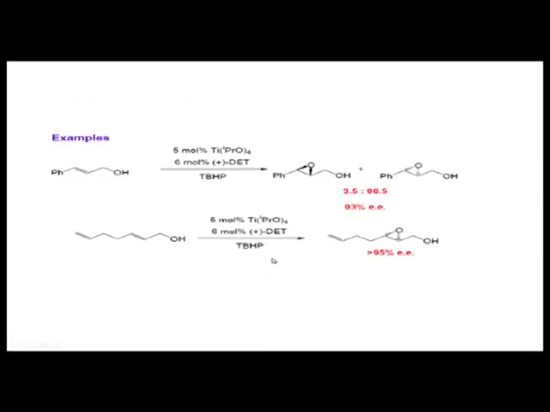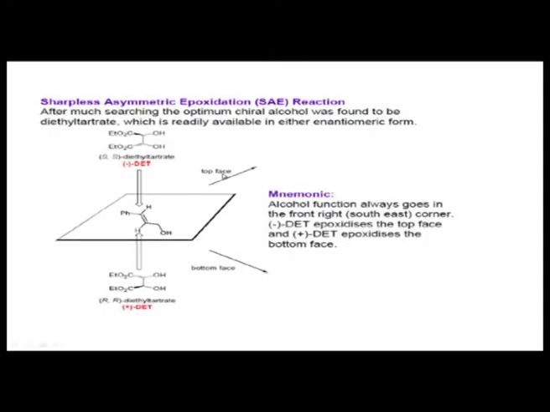One example is this. See, this is cinnamyl alcohol. Cinnamyl alcohol is actually written in the way that was shown in the mnemonic device, that basically if you turn it a little, then the phenyl will be on this side, then the double bond and then this CH2OH. So, in this case they have used plus diethyl tartrate. If you use plus diethyl tartrate, what was the earlier result? It is the bottom face.